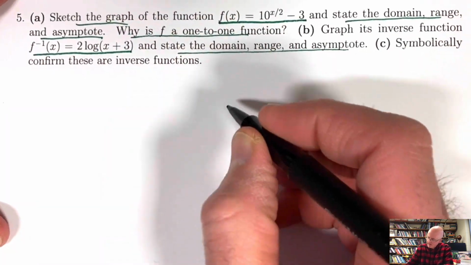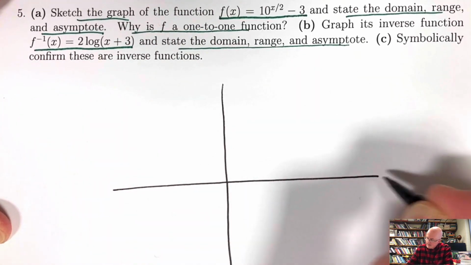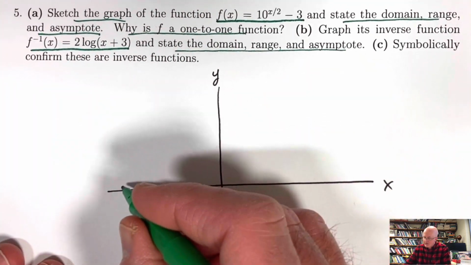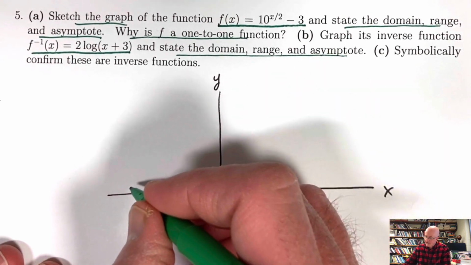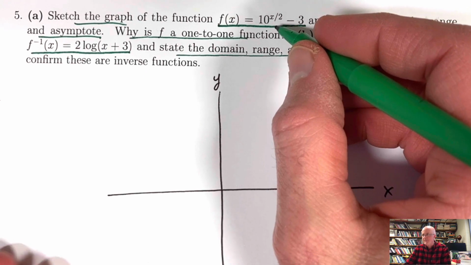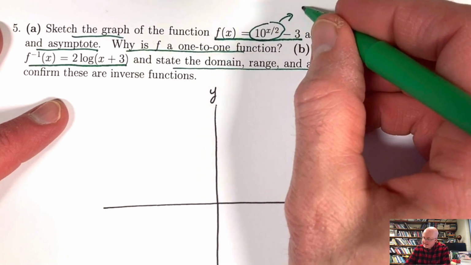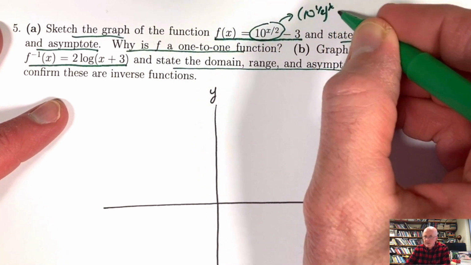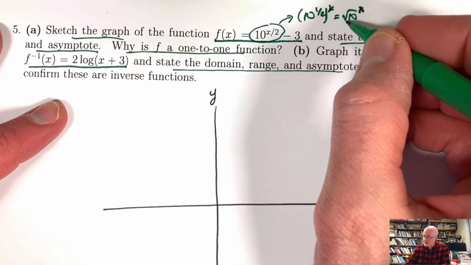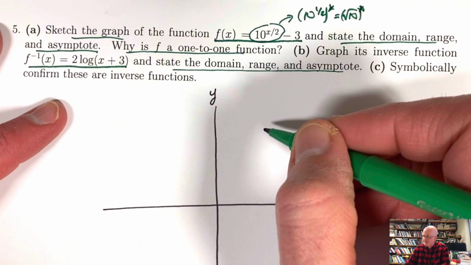Let's use a different color here for the axes. Make it fairly large. So there's my x-axis, there's my y-axis. 10 to the x is going to be a function that's exponential growth for one thing, so it's going to be looking like this. 10 to the x over 2, there's a couple different ways you could think about that. You could think of this as 10 to the 1/2 to the x. In other words, square root of 10 to the x. You could think of it as an exponential function with base square root of 10, which is a little bit bigger than 3. So its graph is going to be pretty similar to 3 to the x.